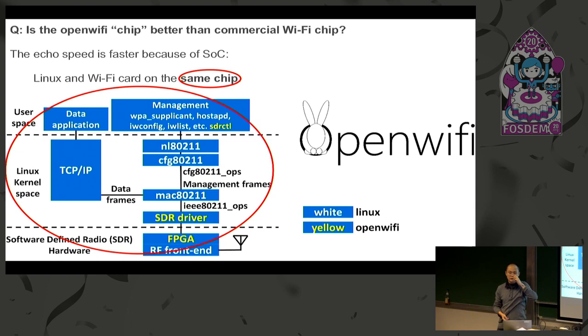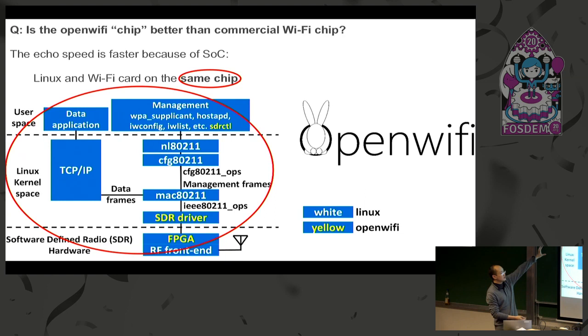So we have one, well, not so big advantage: if you ping our node, because it's Linux, you can ping it. It has an IP address. Your echo speed, or the ping round trip latency, is lower than the commercial chip. I think when you ping over a commercial chip, your round trip ping latency is always around 1 millisecond. In our design, you can have around 0.6 or 0.7 millisecond. Because it is the SoC, system on chip, right?